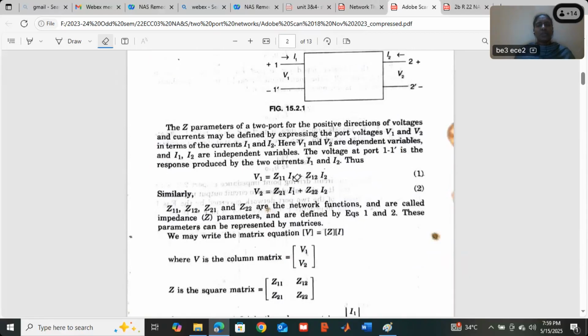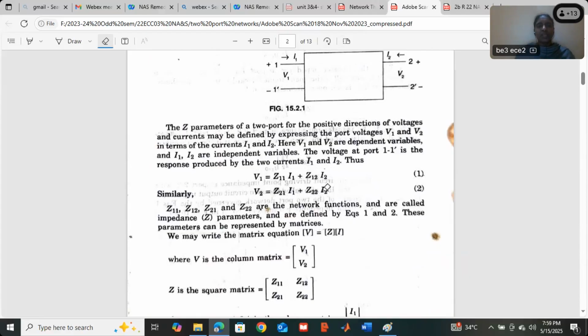Now, if you put I1 equal to 0, what happens? The first term will become 0, and you will get V1 equal to Z12 into I2. If you make Z12 the subject, it will come as V1 divided by I2. You are able to find the value for Z12. You are creating some formulas.